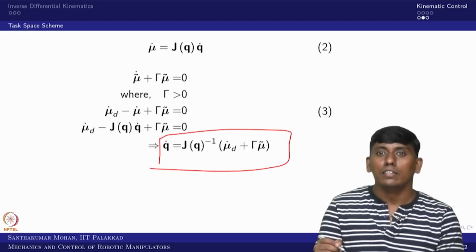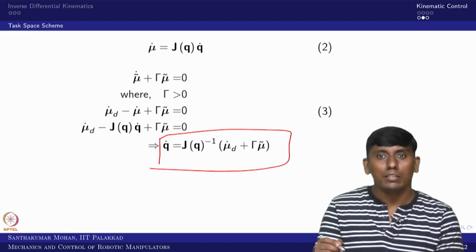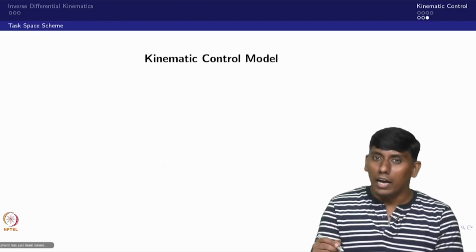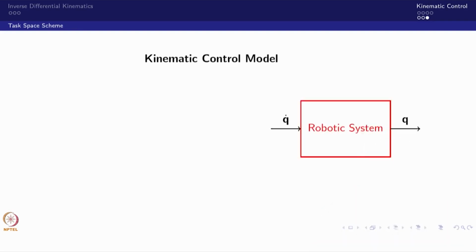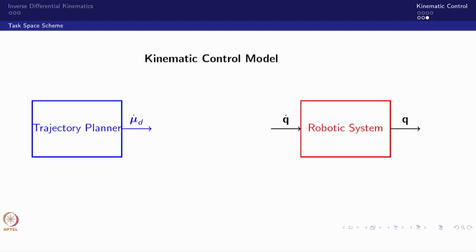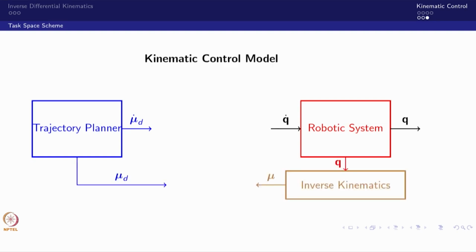I have made the same thing in block diagram form. There was only a small error, which I will correct in the handout. The robotic system will give the output as Q and the input is Q dot. Then we have the trajectory planner, which will give mu desired dot and mu desired. Now we need mu, so we have to get mu through forward kinematics. I have written this as inverse, but it is supposed to be written as forward kinematics. Please correct it; I will correct it in the handout.